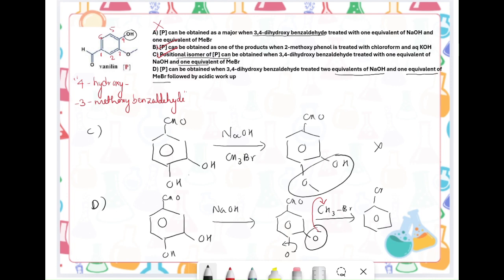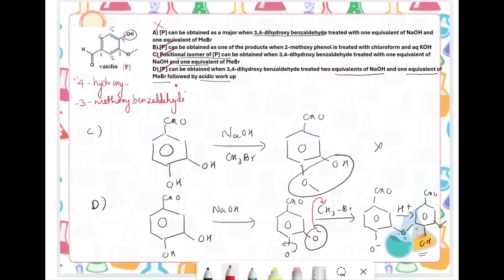So what happened? Both form phenoxide. One is busy in resonance, and the other one used that opportunity to attack the methyl, right? And then acidic workup means you just add some acid at the end, so that you neutralize the reaction. So what you are going to get here? You are going to get the vanillin molecule. So P can be obtained by the process given here. That is a true statement. Therefore, the right option is option D.